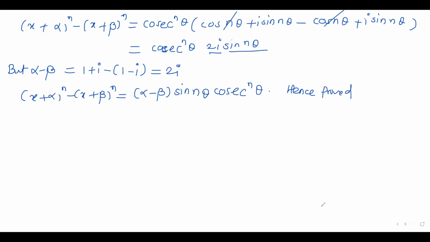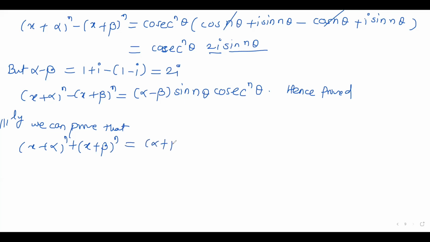Similarly, अगर आपको पूछा गया कि subtraction की जगह पे addition करो, similarly we can prove that x plus alpha raised to n plus x plus beta raised to n, then in that case it will be nothing but alpha plus beta into cosec raised to n theta into cos of n theta. So ये भी आप प्रूव कर सकते हो, right? So this is all about De Moivre's theorem and its examples.